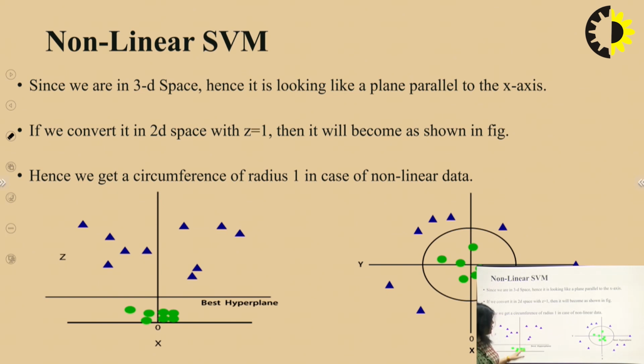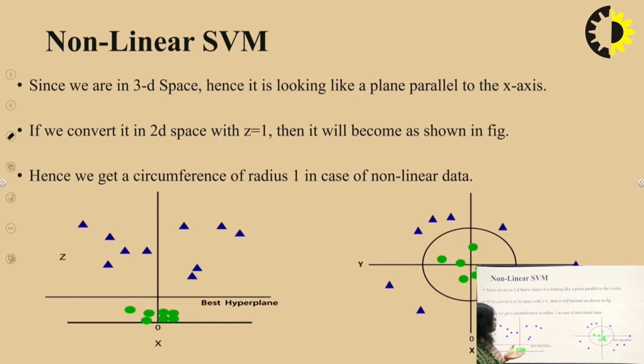And out of that, whichever hyperplane, decision boundary, or surface has the maximum margin between the points of these two classes will be considered the best hyperplane.